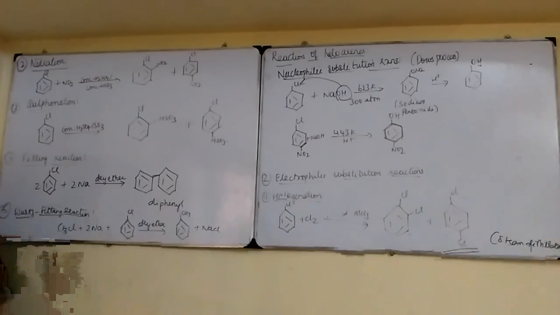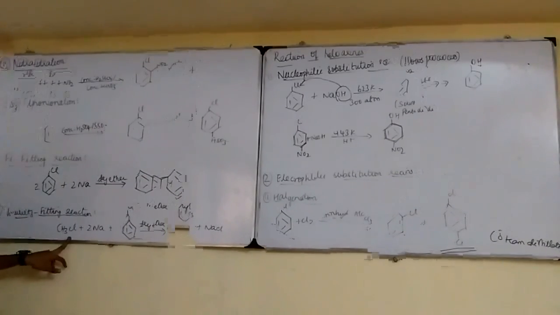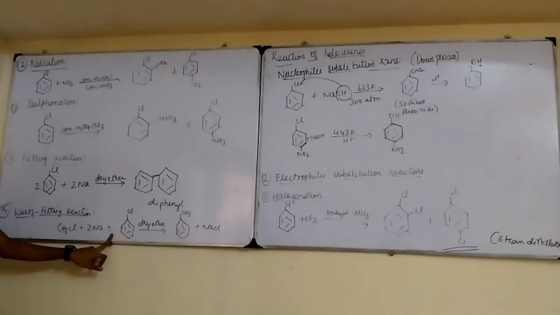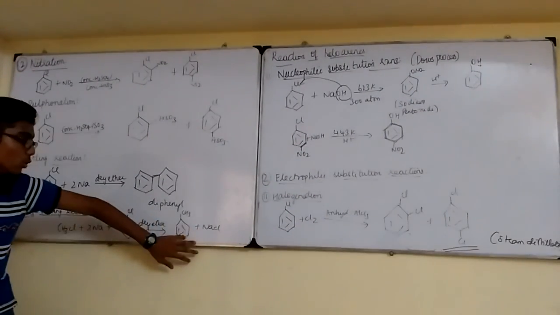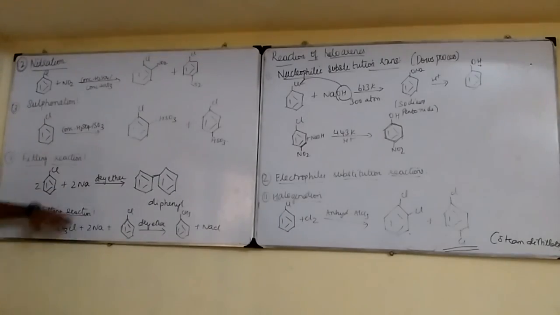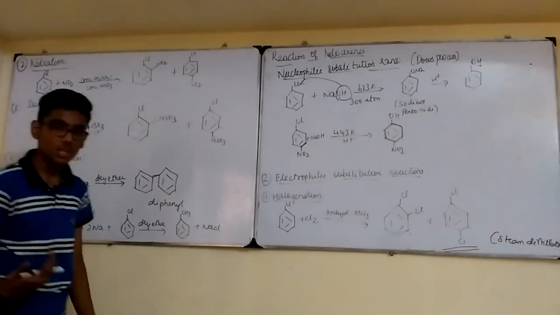So, it is a combination of the Wurtz reaction with the Fittig reaction. CH3Cl, 2Na, chlorobenzene in presence of dry ether gives toluene plus NaCl. Fittig reaction means chlorobenzene and sodium. Wurtz-Fittig reaction means CH3Cl, sodium, chlorobenzene, remember dry ether. So with this the chapter is over.